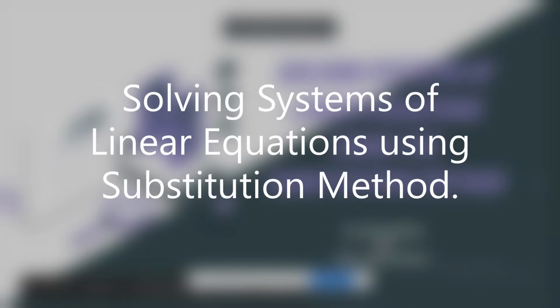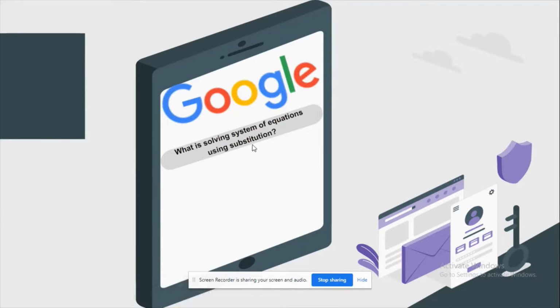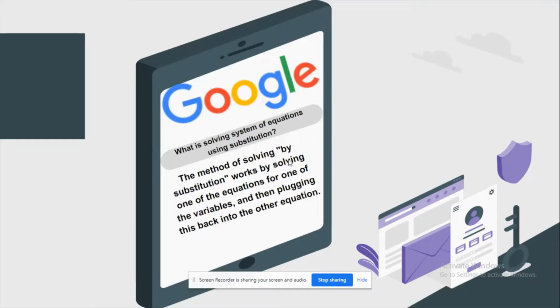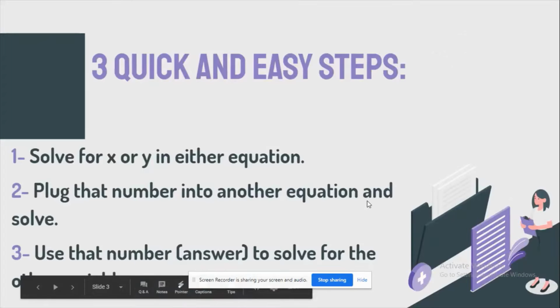Solving a system of linear equations using the substitution method. What is solving a system of equations using substitution? The method of solving by substitution works by solving one of the equations for one of the variables and then plugging that number back into the other equation.